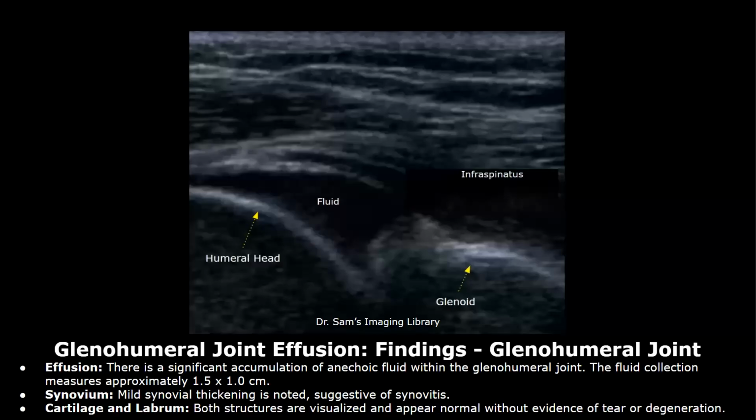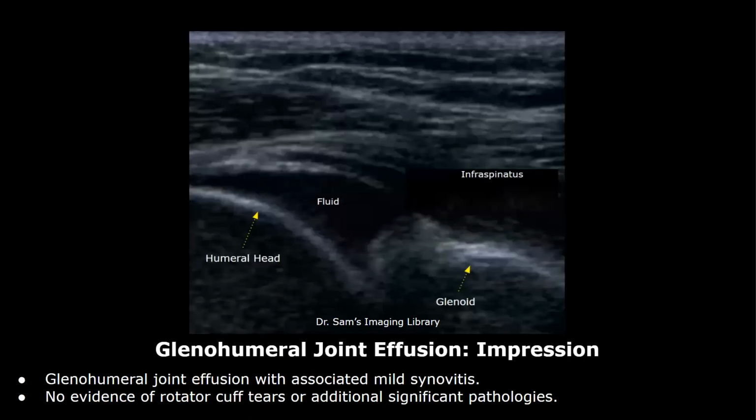Cartilage and labrum: both structures are visualized and appear normal without evidence of tear or degeneration. This is the impression: glenohumeral joint effusion with associated mild synovitis. No evidence of rotator cuff tears or additional significant pathologies.